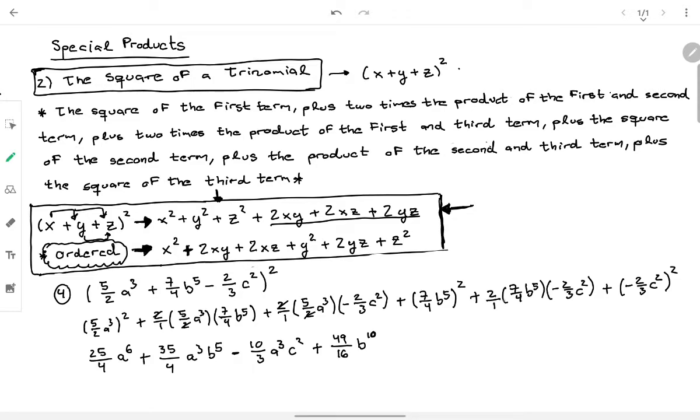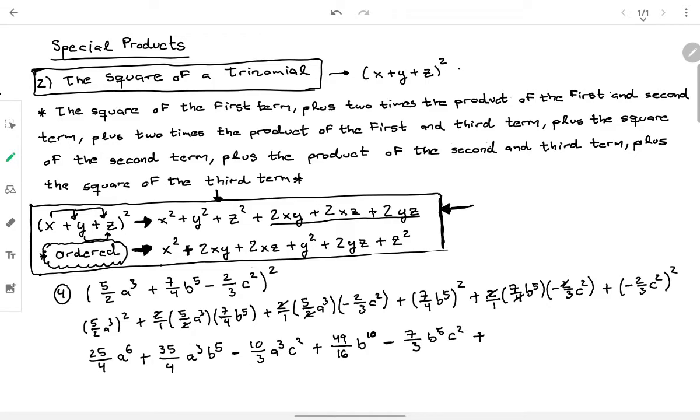Then in this case, we have 2 times 2, it's 4, so we can simplify it with this 4. So it will be minus, because it's plus multiplied by plus multiplied by minus. It will be 7 thirds of b to the fifth c squared.